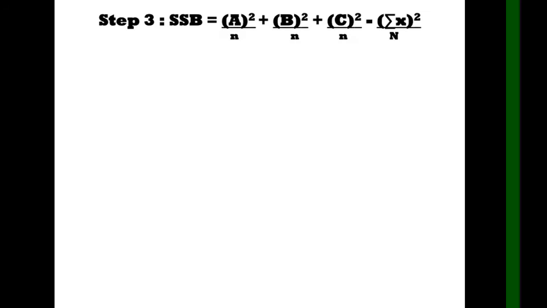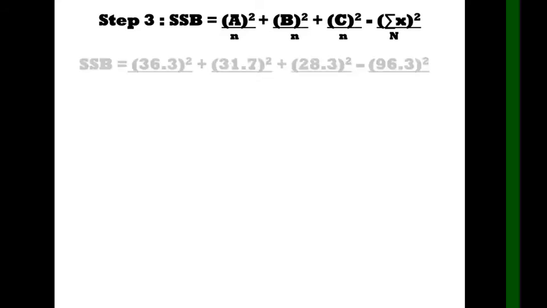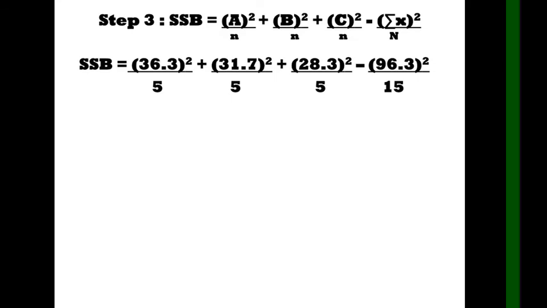For the SSB, just have this formula. So we have a squared over n, b squared over n, c squared over n minus summation of x squared over n. So these are the values of a, b, and c, and summation of x. We got this in step number 2.